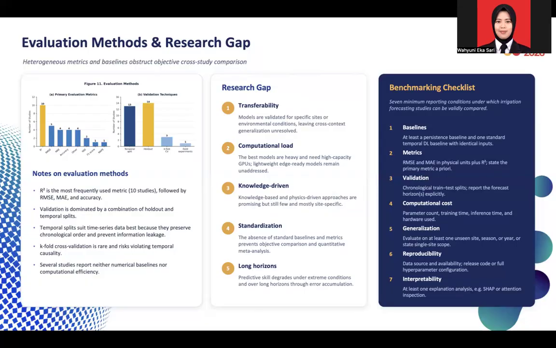A persistent baseline plus one standard temporal deep learning baseline on identical inputs; RMSE and MAE in physical units plus R squared, with the primary metric stated in advance; chronological splits with explicit horizons; report parameters, training and inference time, and hardware; evaluation on at least one unseen site, season, or year; release code or full hyperparameters; and at least one interpretability analysis.